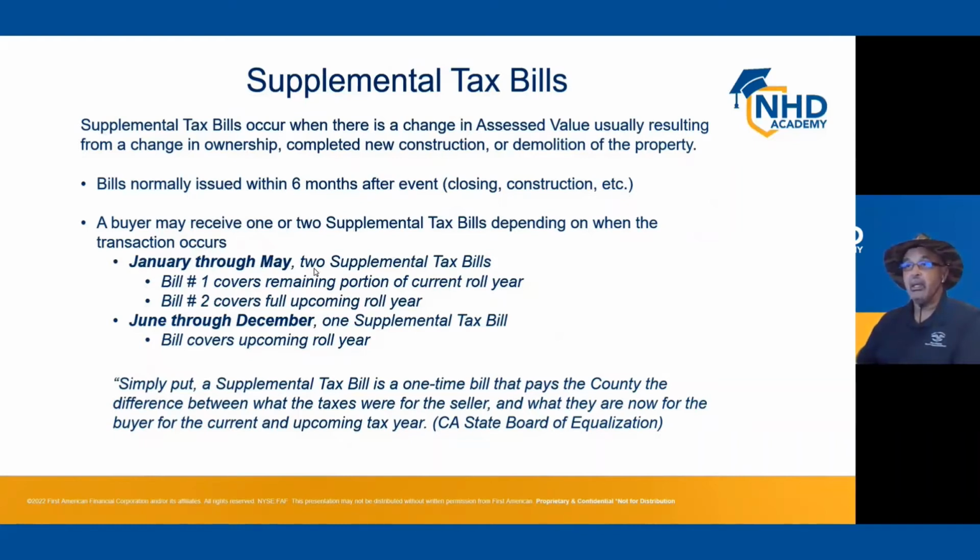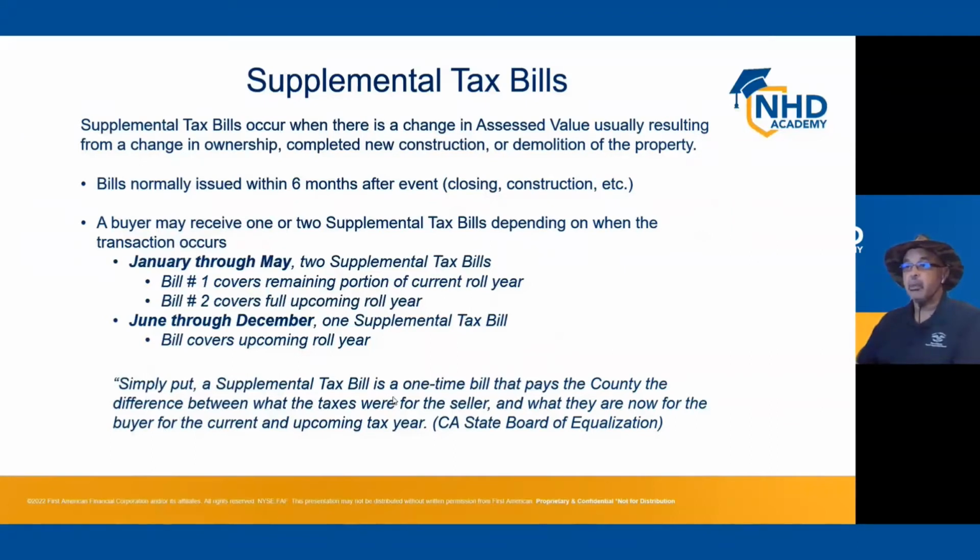January through May, they'll receive 2 supplemental bills, one for the remaining portion of the current roll year, and the second one for the upcoming roll year. June through December, 1 supplemental tax bill that covers the upcoming roll year.